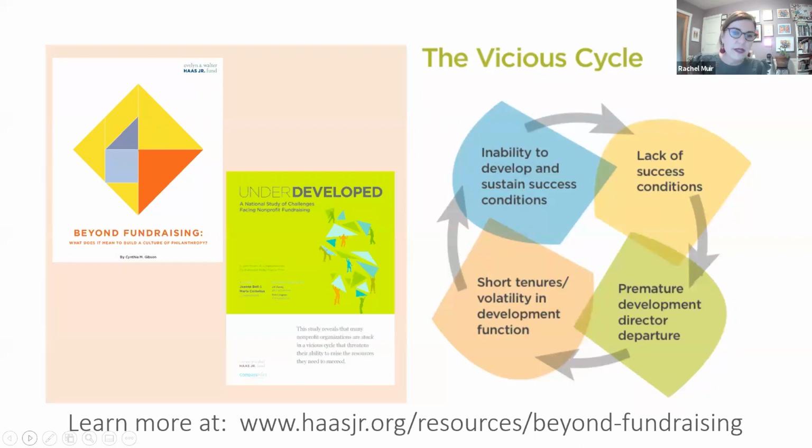My fundraising friends, these are some super awesome resources that I encourage you to check out. These were both studies that were commissioned by the Evelyn and Walter Haas Junior Fund. And you can go to haasjunior.org/resources/beyond fundraising. Underdeveloped was a landmark study that really documented all the challenges facing nonprofits in terms of turnover, in terms of not having a culture of philanthropy. So if you want to document the problem that has no name, if you feel like you're having a problem and you want to show proof this is legit, this is what not having a culture of philanthropy looks like, these are some resources to help you back it up.